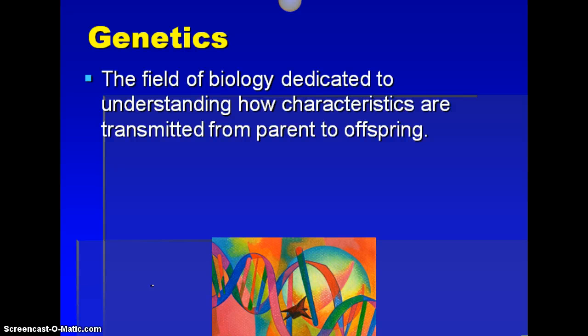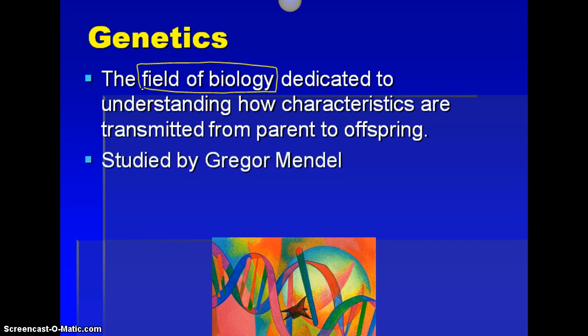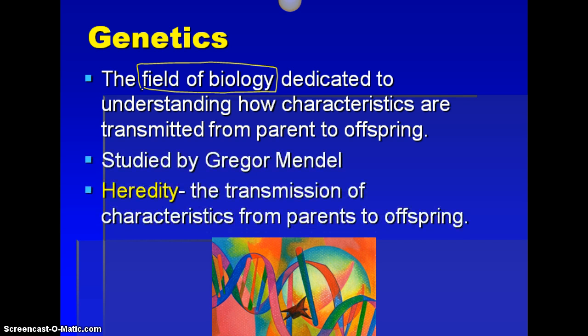So to start with, we have a definition of genetics. It is the field of biology that's dedicated to understanding how the characteristics are transmitted from parent to offspring. So the key part here is that it's the field of biology that looks at how things are transmitted from parent to offspring. And the father of genetics is Gregor Mendel, and then heredity is the actual transmission of characteristics. So we're looking at the actual passing of the characteristics from parents to offspring in the term heredity.